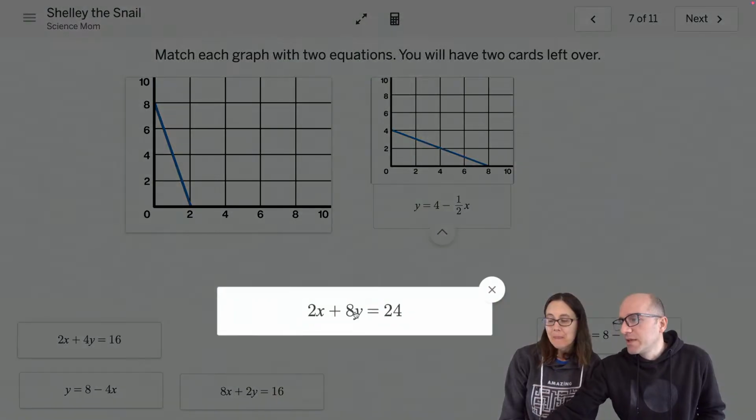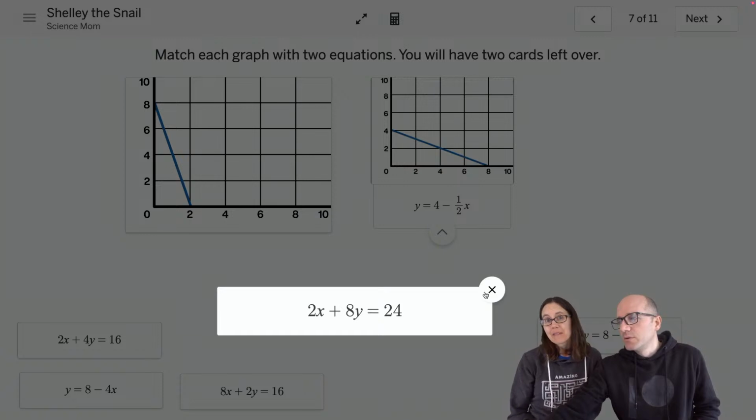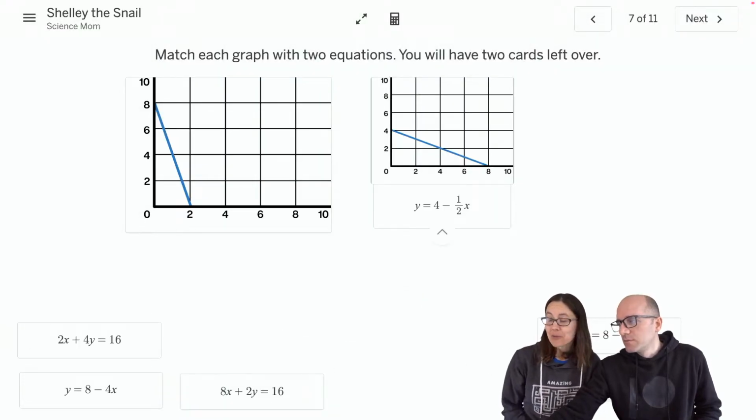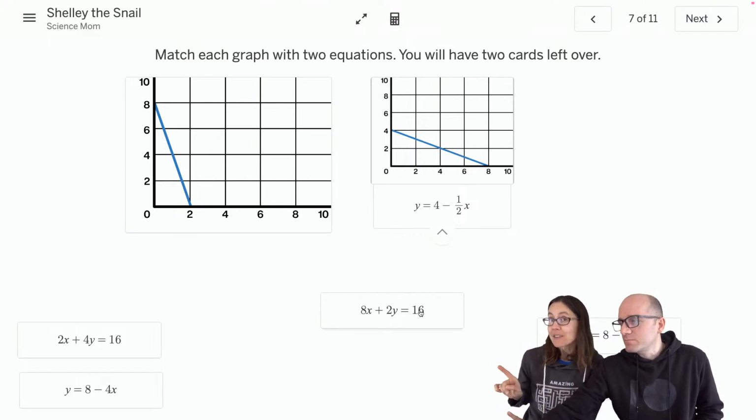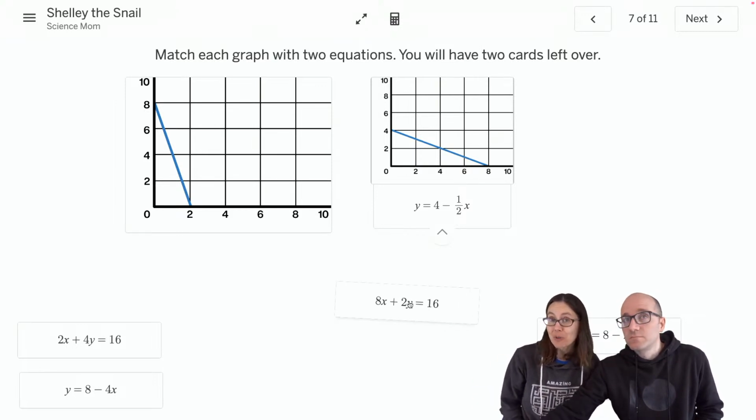For this one, if I plug in 0 for x and 4 for y, nope, doesn't work. And I just want to remind everyone real quick, if you'd like to pause the video and give yourself more time to work on these before moving forward, you can always do that. You can always pause the video so that you have more time.